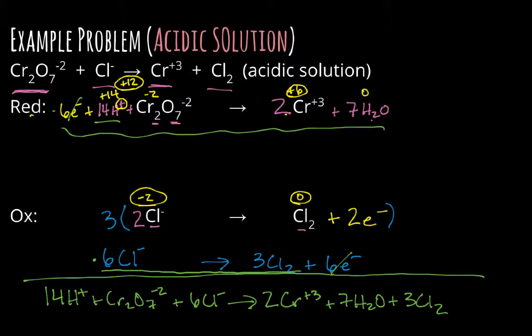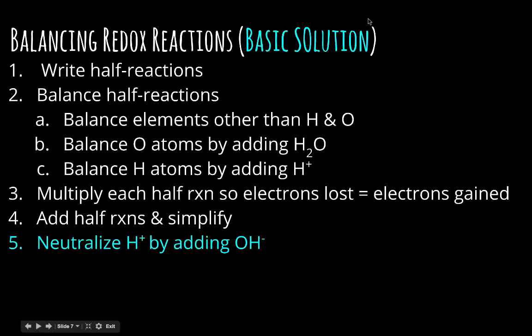You cancel out anything that cancels on both sides, so that's why I got rid of the electrons. There should not be any electrons in your final equation, and then everything else should be simplified. This one you didn't have to simplify anything else, but then this at the bottom would be your final balanced redox equation.